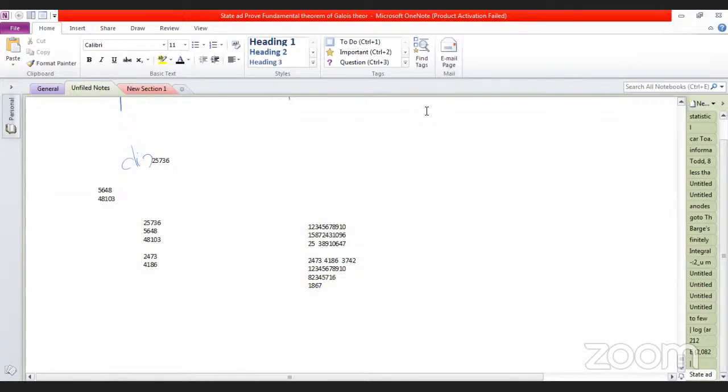What is a principal ideal domain? What is the PID, principal ideal domain?